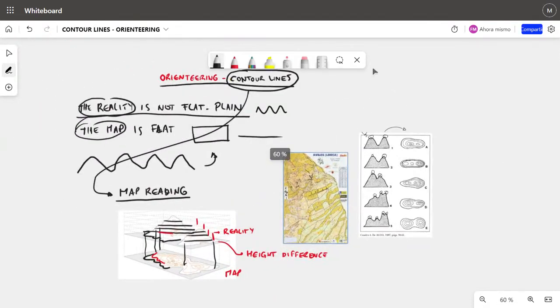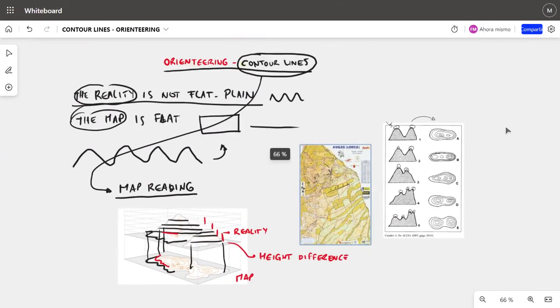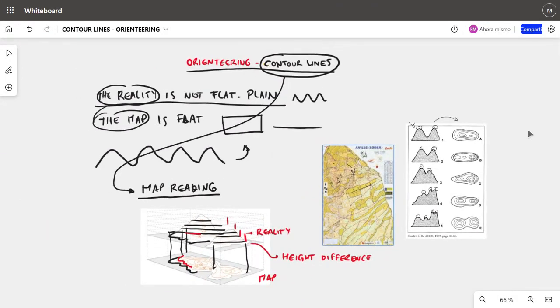So I hope that this video has been useful for you, and don't forget to ask all the questions that you need if the concept is not clear. Remember that in orienteering we use the contour lines to represent the height differences of the reality in a map. See you very soon, and bye-bye.